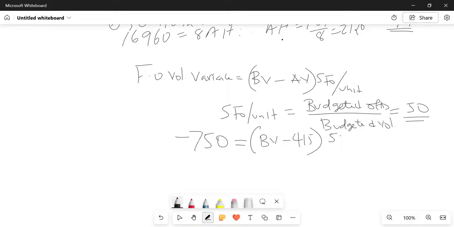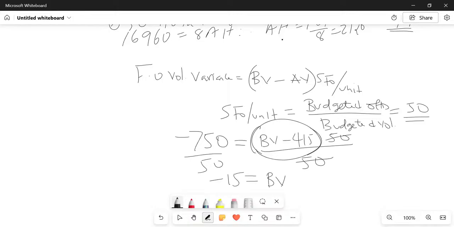These standard fixed overheads are 50. So treat this as if it's one number. Divide both sides by what here, somebody? By 50 first. So this and this will cancel out. Minus 750 divided by 50 will end up giving me what here, ladies and gentlemen? 15. This gives me 15 minus.